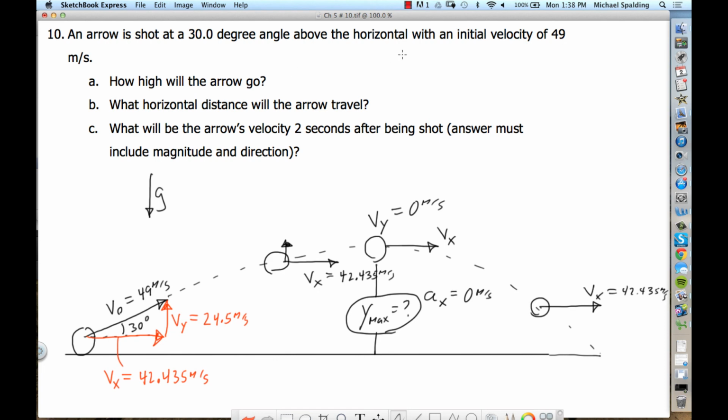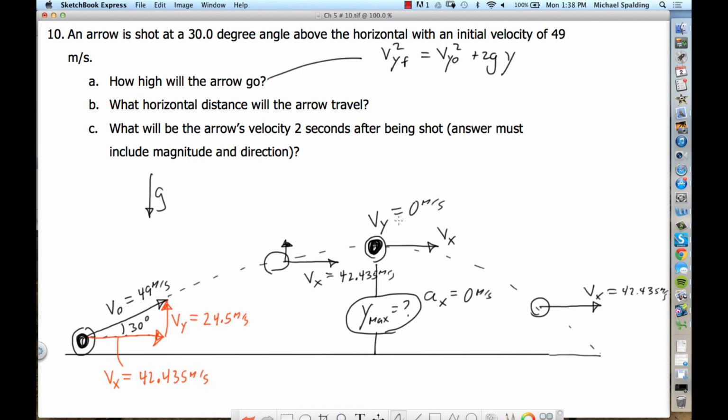Okay, so the equation that solves this: Vy final squared equals Vy initial squared plus 2gy. That's the fourth kinematic on the list. I just wrote it for the y direction. Yeah, I'll give you the motion equations. Okay, so up here is the final. Down here is the initial.